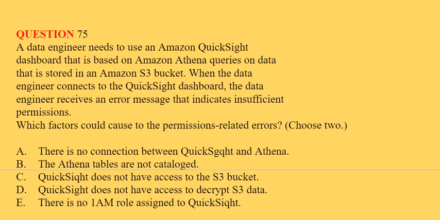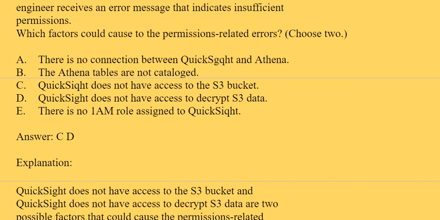Choose two options. Option A, there is no connection between QuickSight and Athena. Option B, the Athena tables are not cataloged. Option C, QuickSight does not have access to the S3 bucket. Option D, QuickSight does not have access to decrypt S3 data. Option E, there is no IAM role assigned to QuickSight. Correct answer is option C and option D.